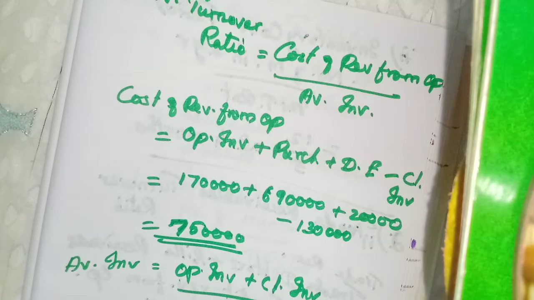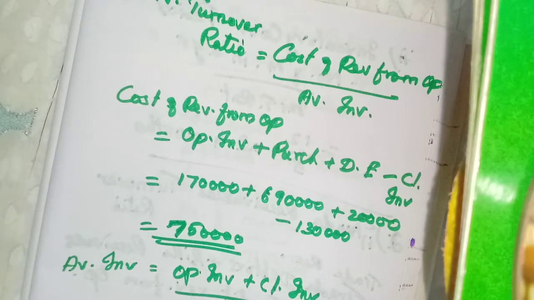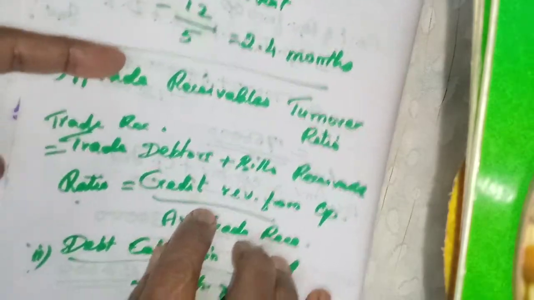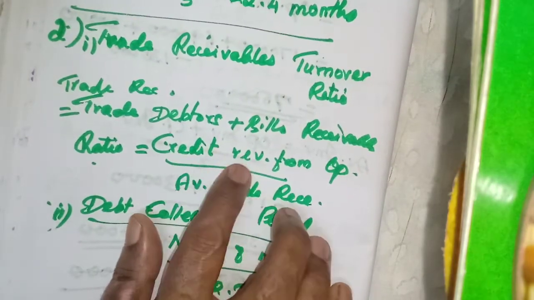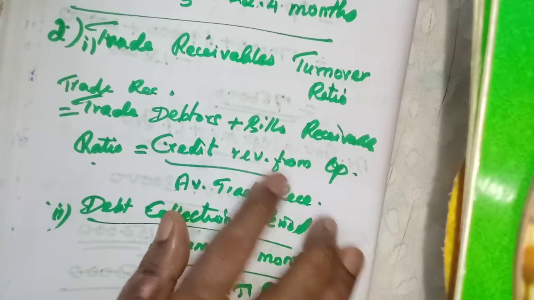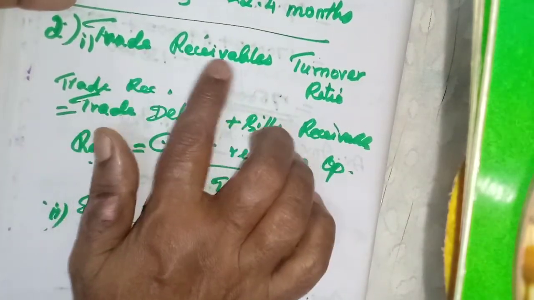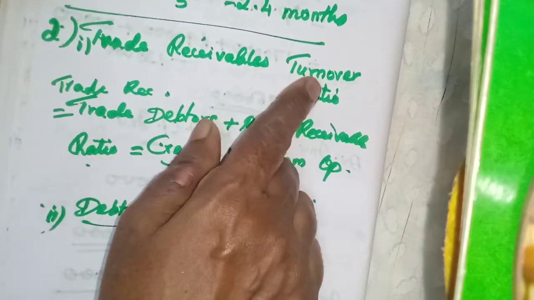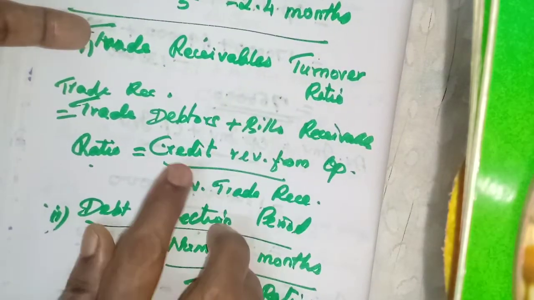Then for the next one, the trade receivables turnover ratio, there also we are writing what is related to credit sales. Second one, trade receivables, that is related to credit sales. So we are taking credit revenue from operation. Turnover means credit sales. Cash sales do not have any problem, we have received the amount, so it is related to credit sales. That is why we first write credit revenue from operation.